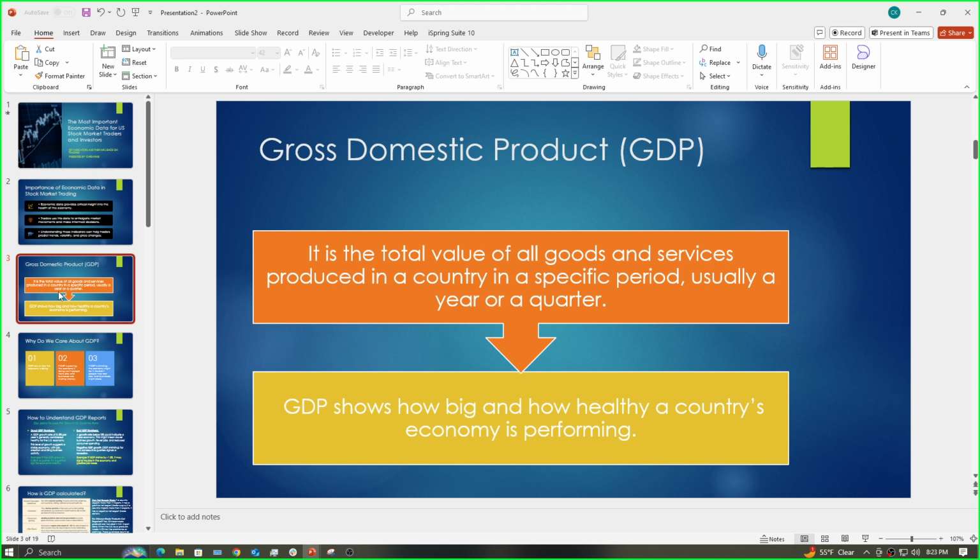So you'll probably hear a term month over month, right? Basically all goods and services, right? Now GDP shows how big and how healthy a country's economy is performing, right? So all of the goods and the services, basically in our country. So the GDP doesn't just affect the United States.